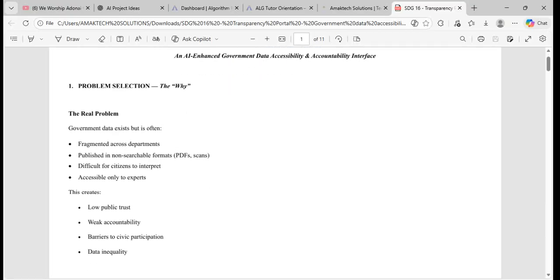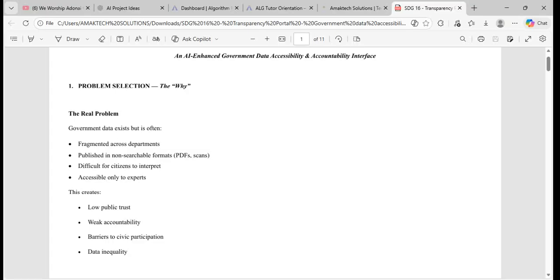The real problem is that government data exists, but it is often fragmented across departments. It is published in non-searchable formats, such as PDFs, scans, etc. And it is difficult for citizens to interpret this data.